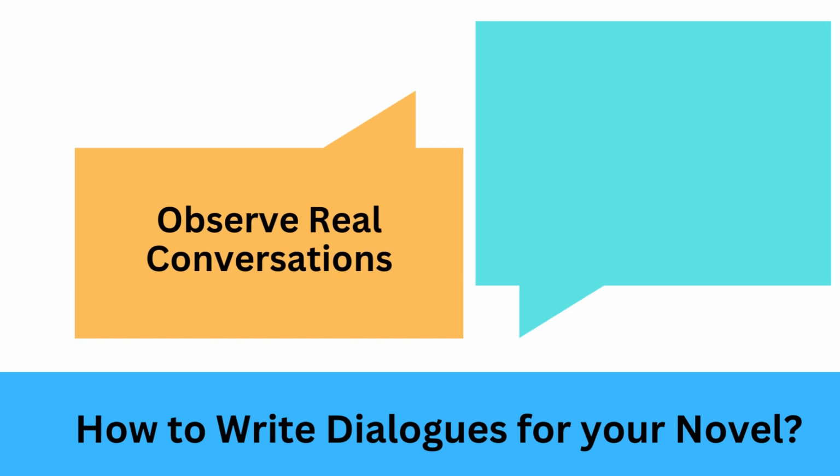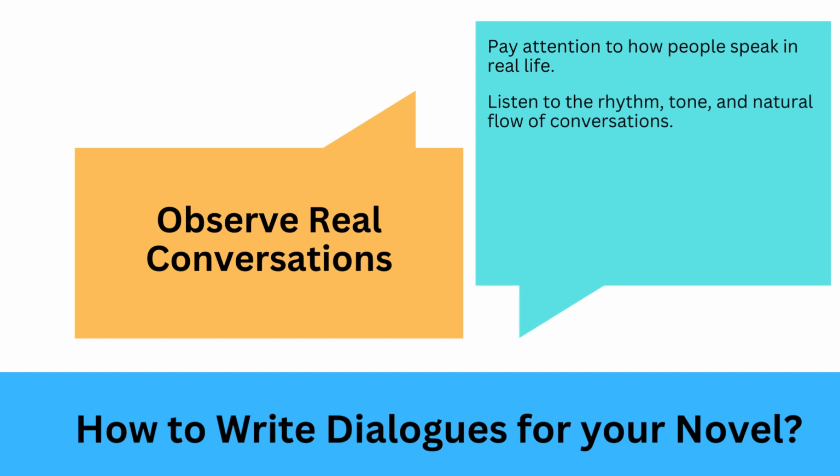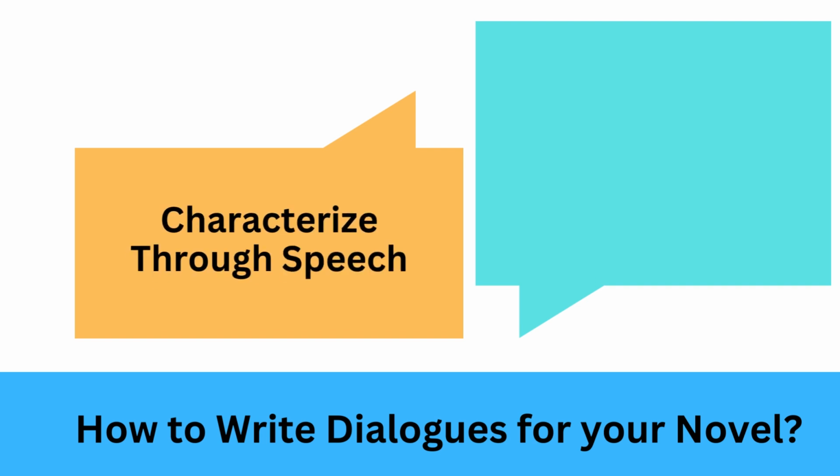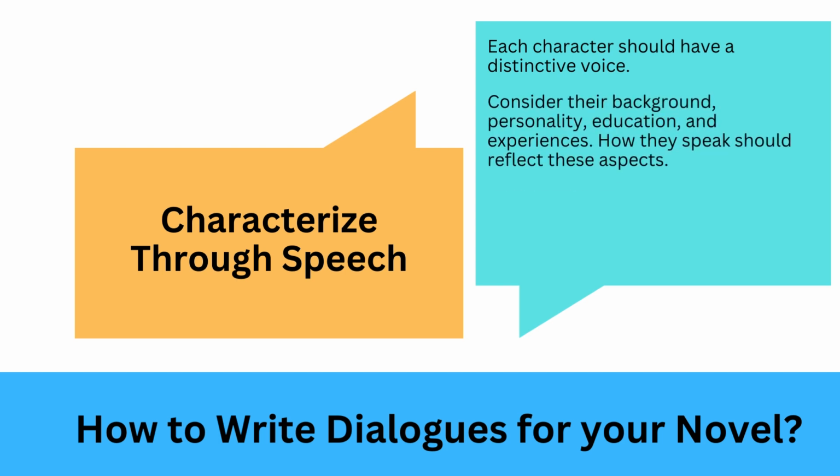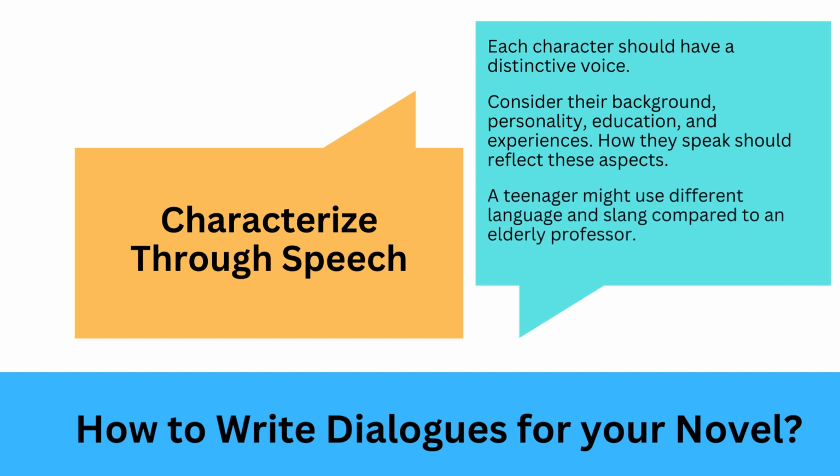Observe real conversations. Pay attention to how people speak in real life. Listen to the rhythm, tone, and natural flow of conversations. This will help you capture the authenticity of dialogue in your writing. Characterize through speech. Each character should have a distinctive voice. Consider their background, personality, education, and experiences. How they speak should reflect these aspects. A teenager might use different language and slang compared to an elderly professor.